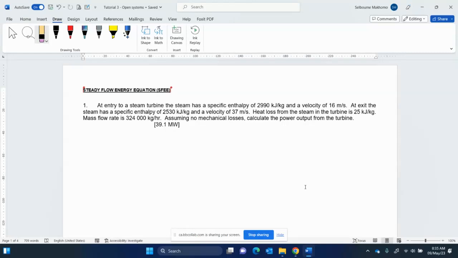Solving a turbine power, your power always must be positive. If you do a calculation and find that your turbine power is negative, you must know that you made a mistake. You have to go back to your formula and check where you made a mistake.